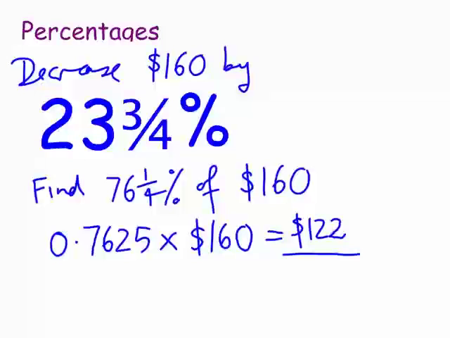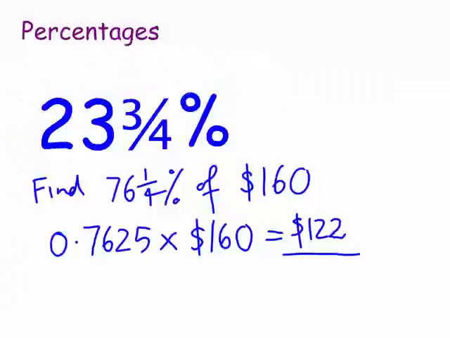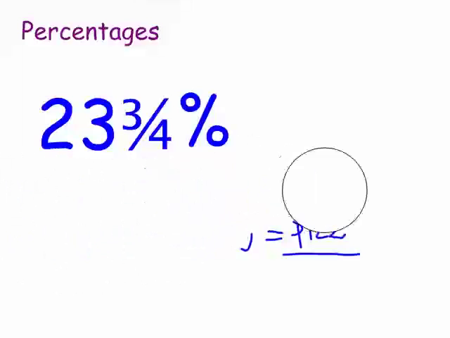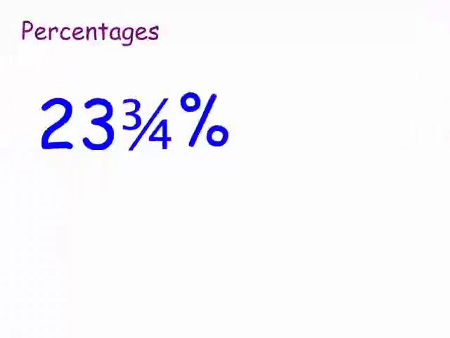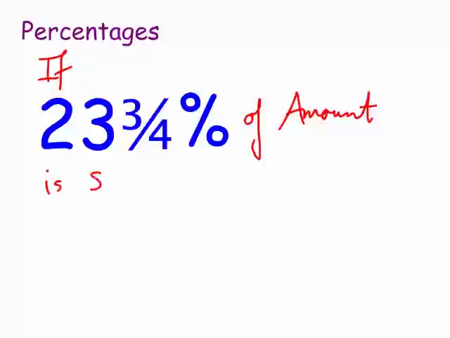Now, let's change this slightly. Let's say that 23.75% of an amount is in fact $160. Now we're going to look at what's called the unitary method. It's basically along the lines of: if 23.75% of an amount is $160, the question would normally be, what is the amount?